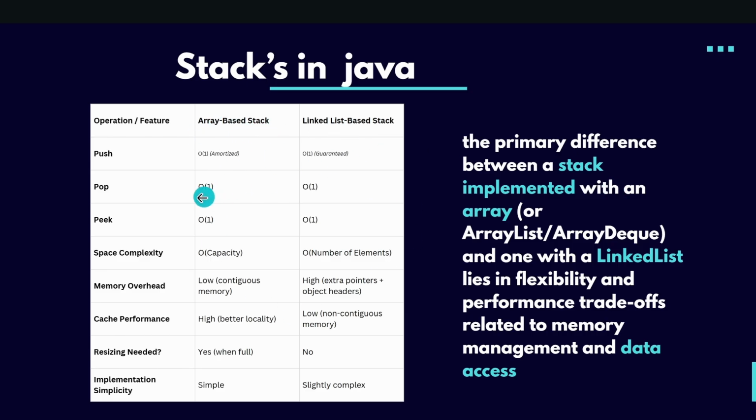You can see the pop operation will take order of one, peek will take order of one. Space will be based on the size that we are performing, and push is also order of one. Okay, you can see it is guaranteed. It is amortized based on where we are inserting.